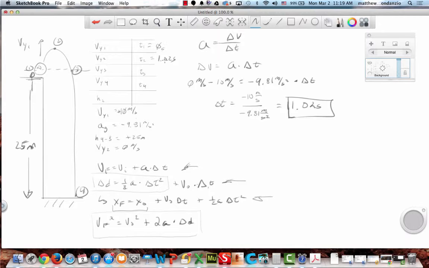You have delta D over delta T. If you do V equals delta D over delta T. Okay, you're saying v equals delta distance over delta time. Let me ask you a question. Hold on. Hold that thought.